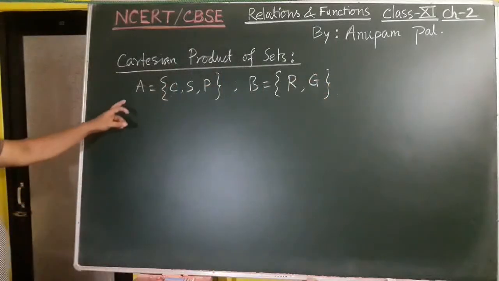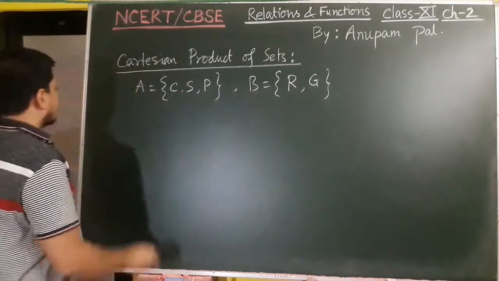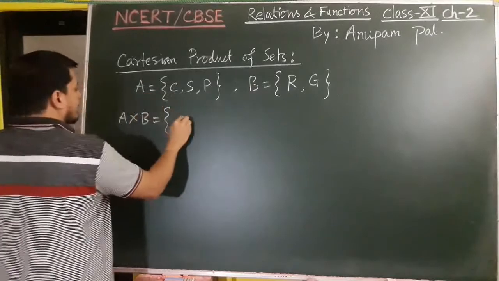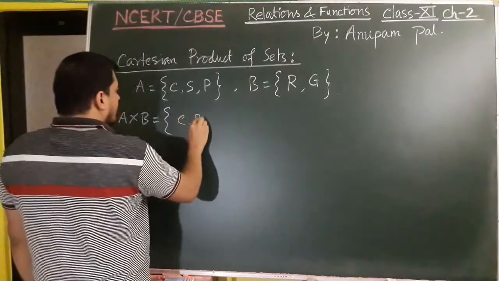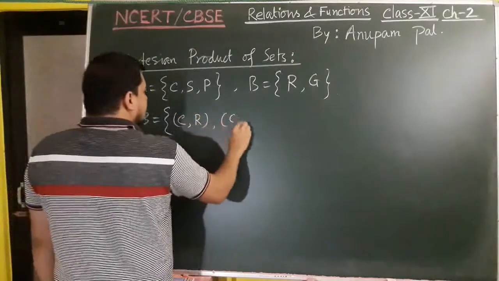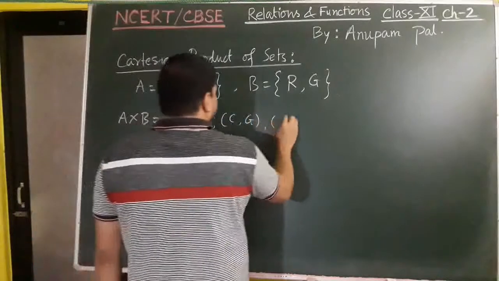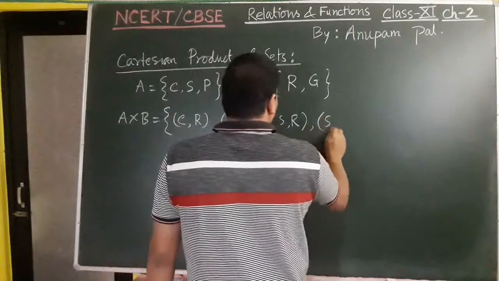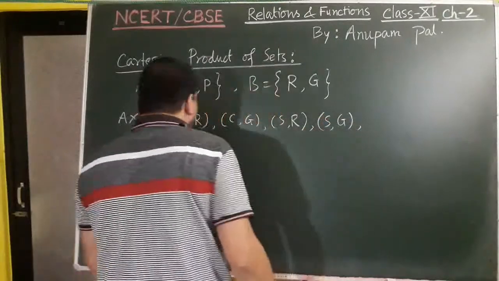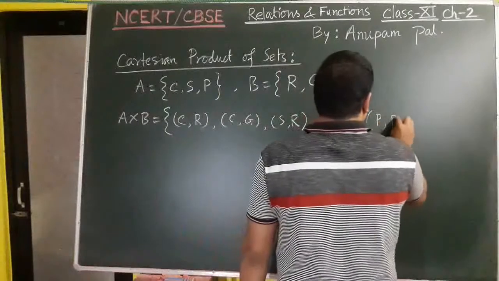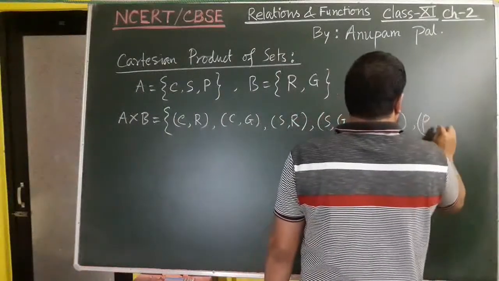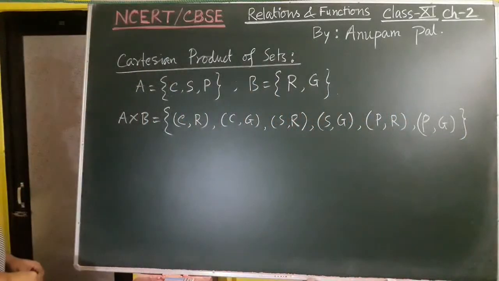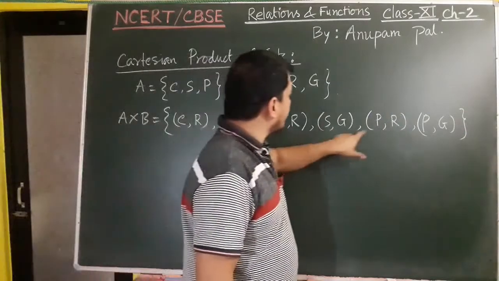So now what will be the cross product of these two sets? Let me find it out. A cross B is equal to the first element of set A, C, with the first element of B, which is CR, then CG, then SR, then SG, then PR, PG. Okay, so you have a total of 6 elements, 1, 2, 3, 4, 5, 6.